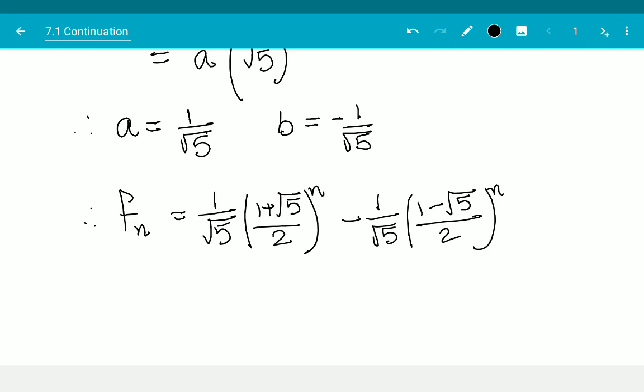Okay? And this is what we call closed form for Fibonacci.